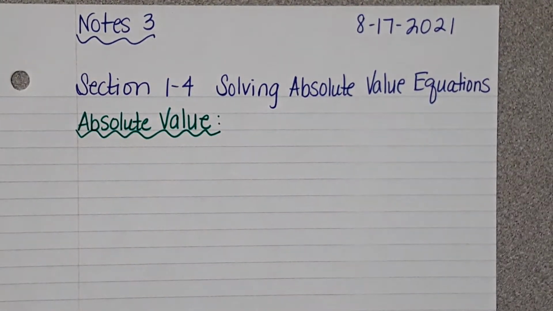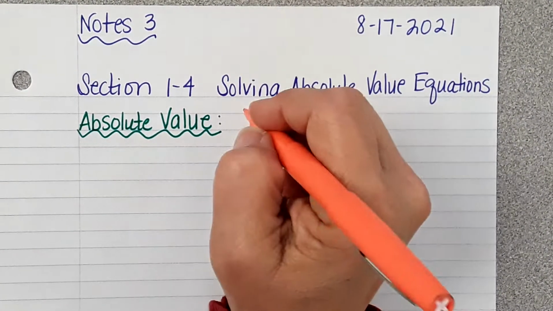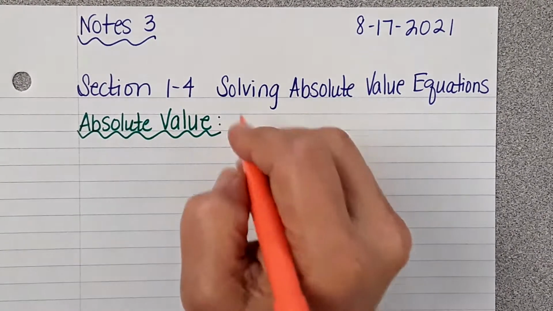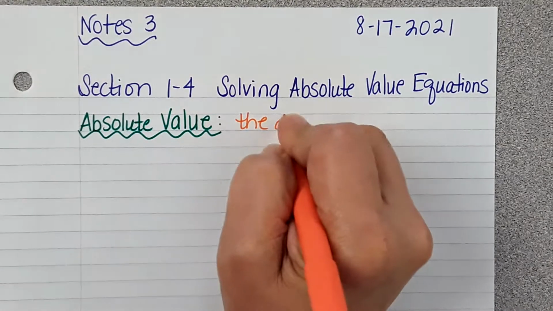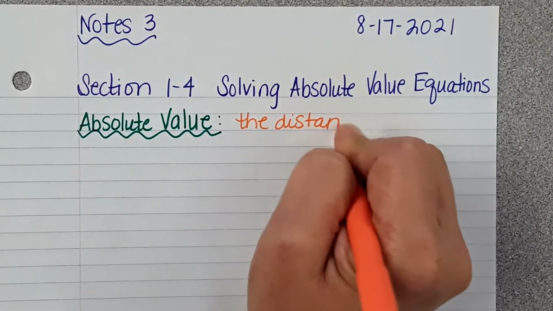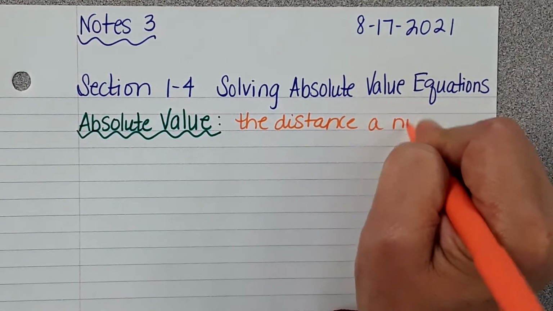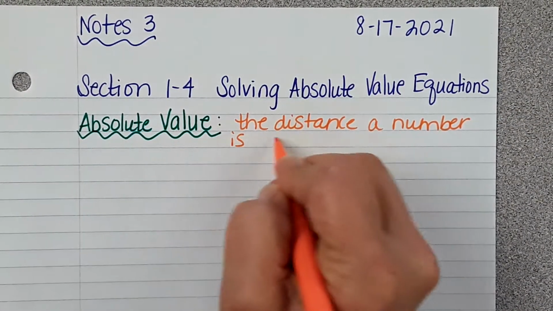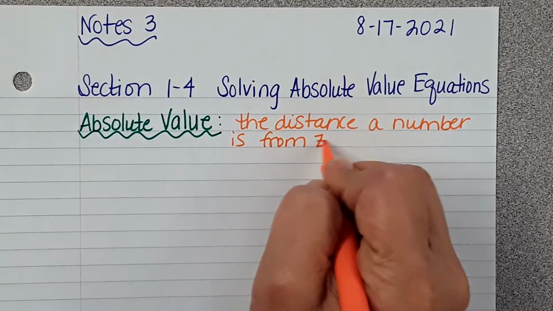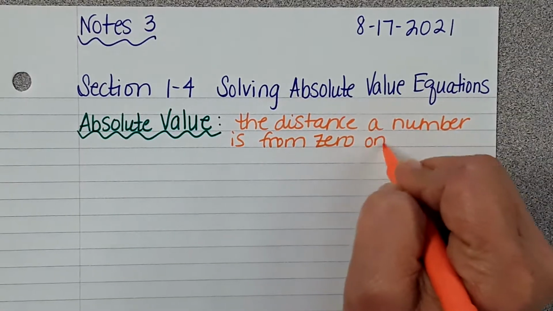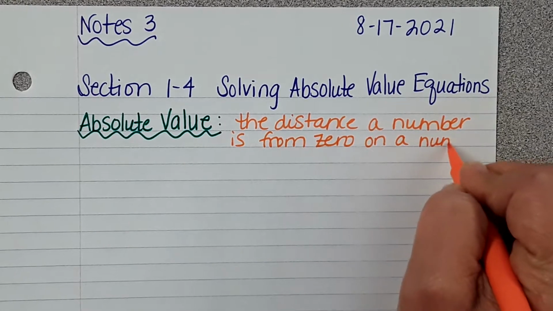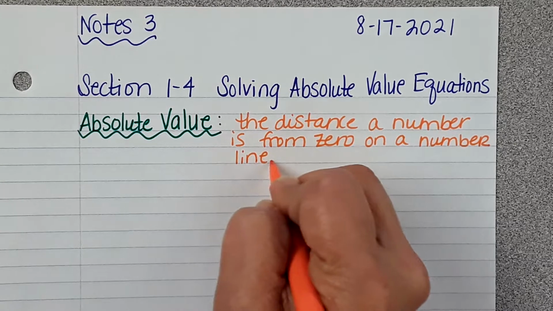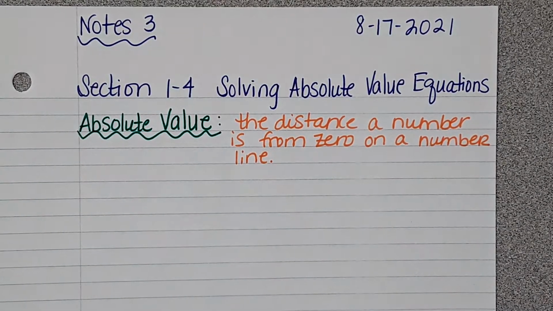Okay, so the absolute value is, you said a number, I'm going to change it a little bit, but I use your same word. So the distance of a number is from 0 on a number line. My question to you is, can distance be negative?